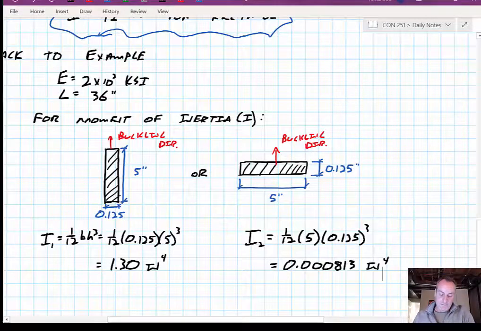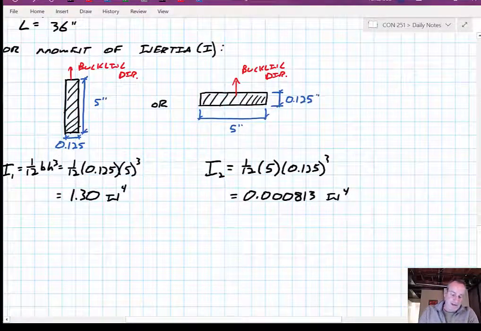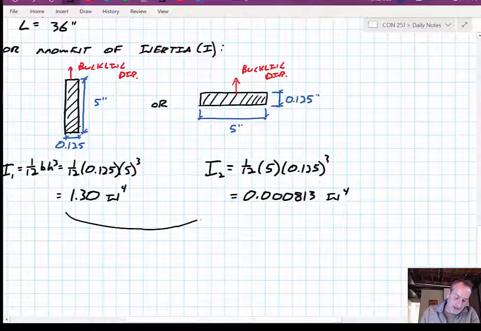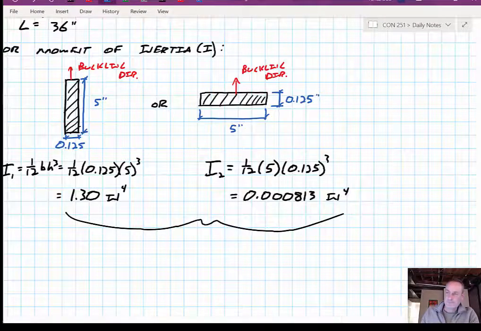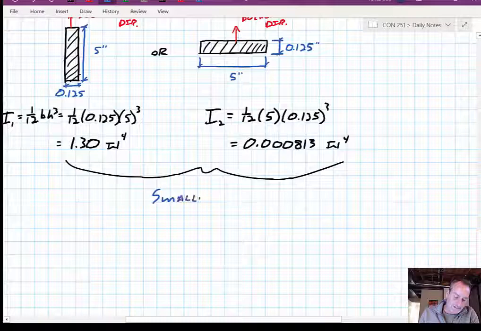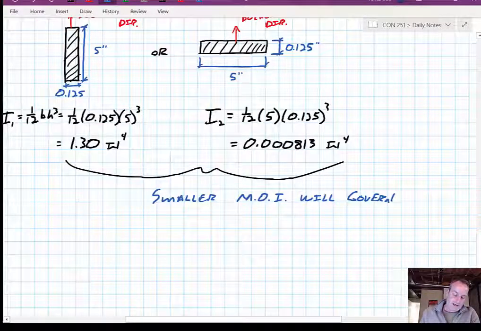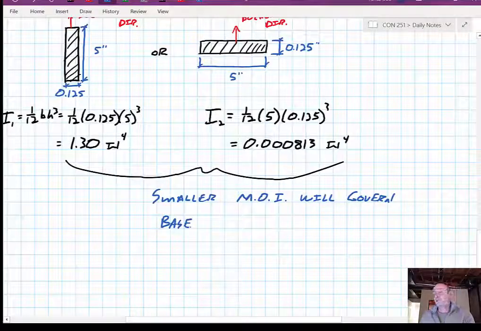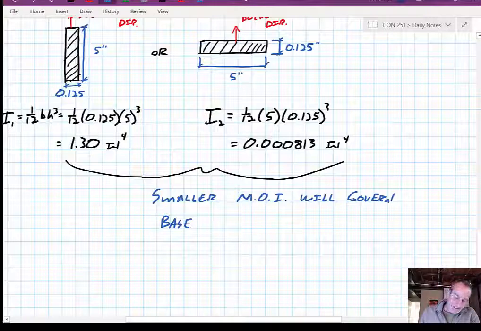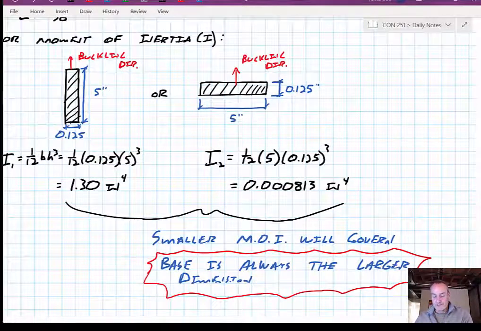So the moment of inertia we want is 0.000813. And what we can say as a general rule for all of these is that the smaller moment of inertia will always govern in these problems. An easier way to deal with this is that when you're doing 1/12 bh cubed, the base is always the larger dimension. So normally you don't have to find both moments of inertia.